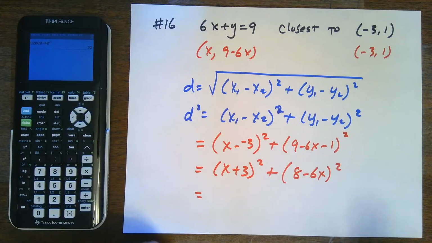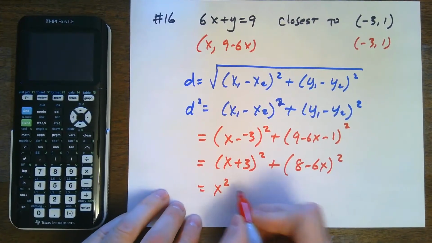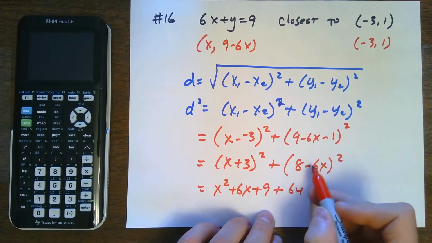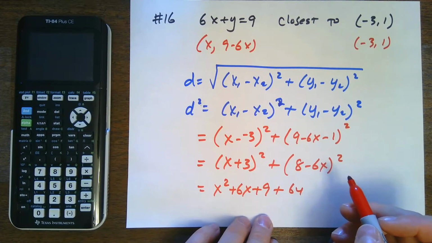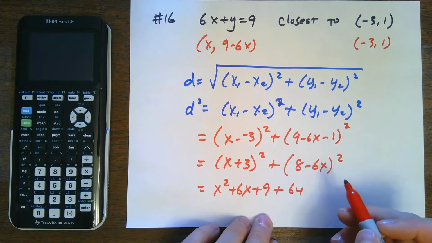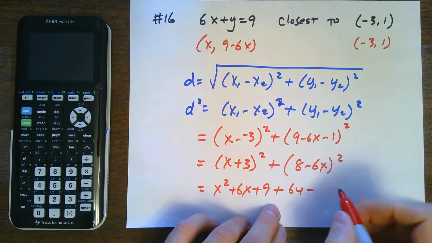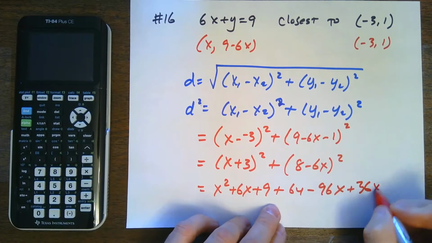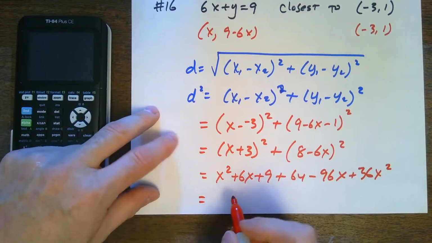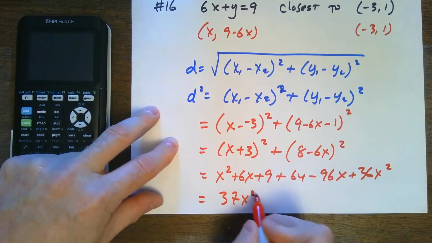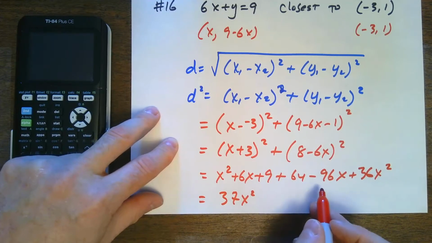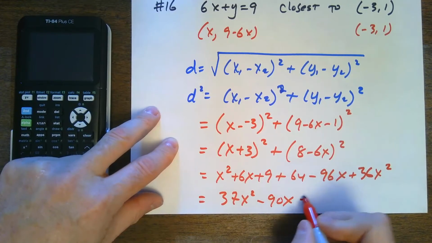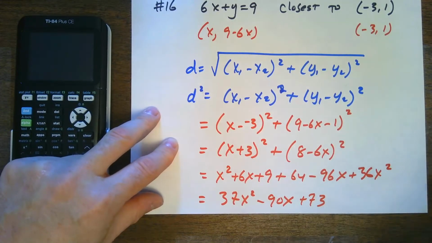nice, well-behaved polynomial. x plus 3 times x plus 3 is going to be x squared, 3x and 3x is 6x, plus 9, plus 8 times 8 is 64. 8 times -6x is -48x, and another -48x is -96x, plus 6 times 6, 36x squared. So here we go, we've got our nice formula now: 37x squared, plus 6x minus 96x is minus 90x, and 64 plus 9 is 73. There it is.